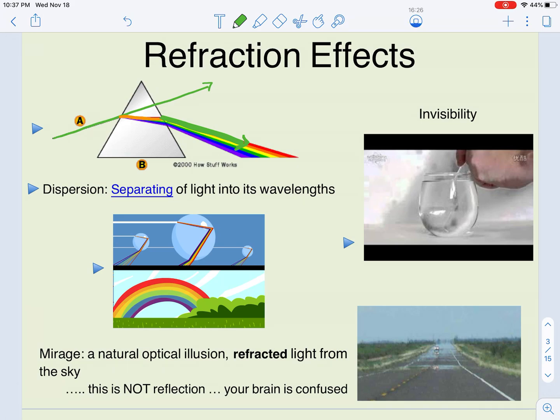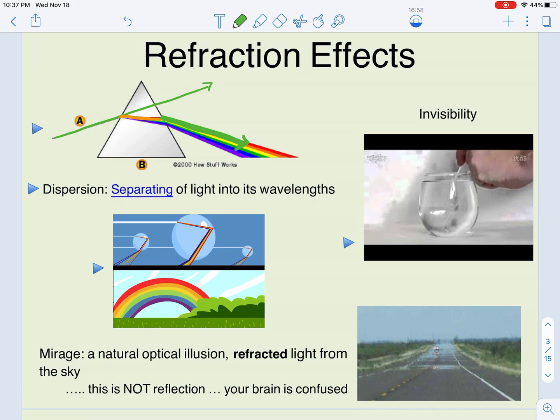What you're seeing is the blue light from the sky being refracted through the air just above the surface of the ground. Because of the temperature change, it changes the density of the molecules of the air at the surface, and that is going to cause the light to refract at such an extreme angle that it actually comes back up towards your eye.